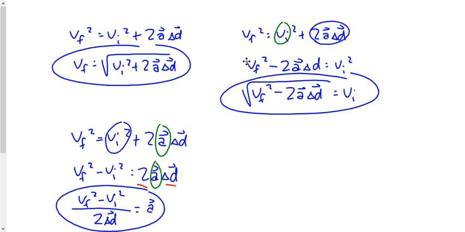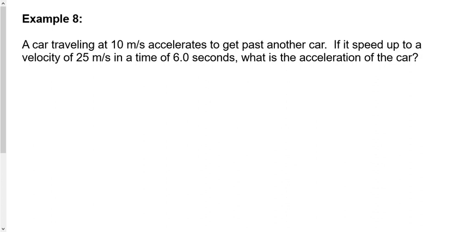Then get rid of what is attached. If it's attached by multiplication, then take it to the other side by division. If it's attached by division, then take it to the other side by multiplication. We've got a few examples for you here today. We'll go through these examples and then we'll set you to work on some questions.